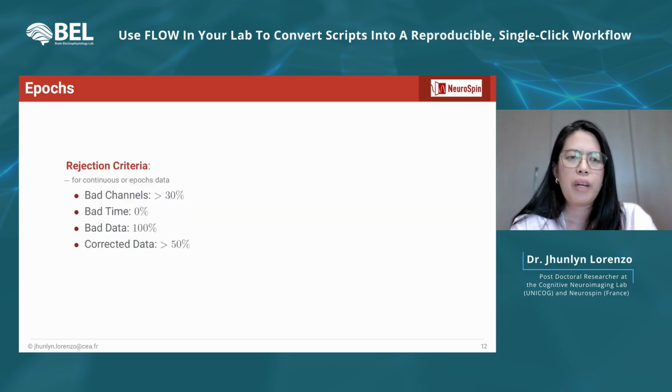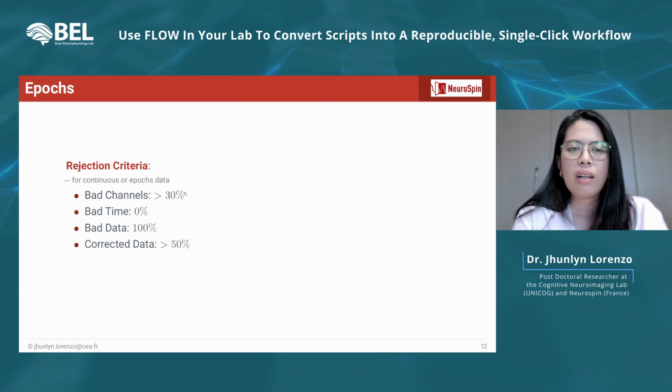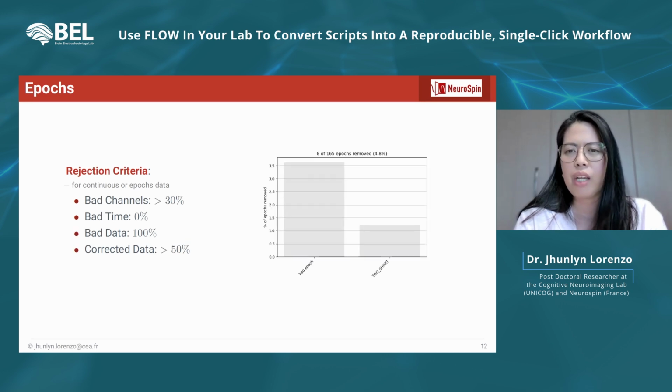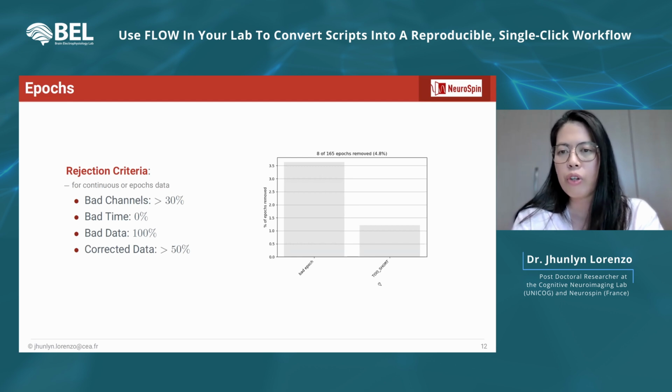In order to determine if we are going to reject or retain a subject or an epoch, we have the following criteria. All bad channels should not exceed 30% of the number of channels or electrodes. There should be no bad time in the data, and we can have some bad data, but the corrected data must not exceed 50% of the total number of samples. We also annotate and save the artifact information. For example, here we have detected some bad epochs and some short epochs.